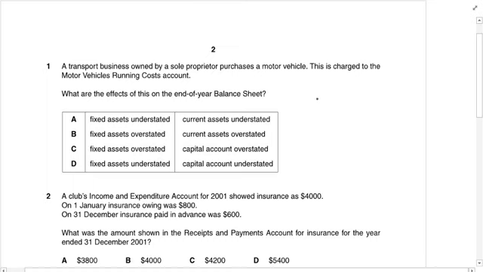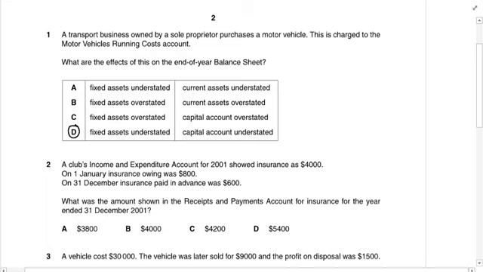So we look at the correct alternative. A, they are saying fixed assets understated, then current assets understated. There is no relationship with current assets there. Then fixed assets overstated, current assets overstated. That is total madness. Fixed assets overstated, no. Capital account overstated. It can never be an answer. So the correct answer or the alternative that we are looking for is found at D there. Right. Then question number 2.